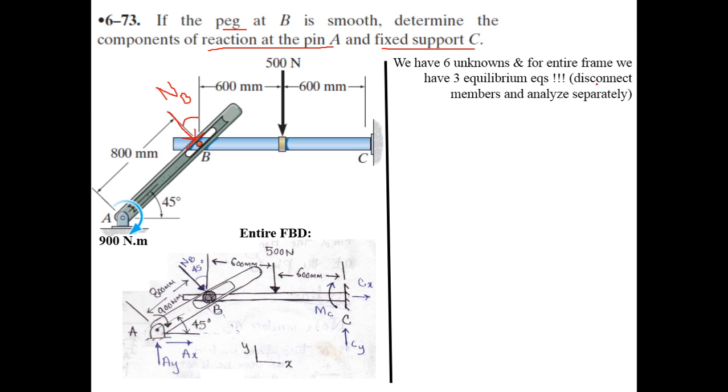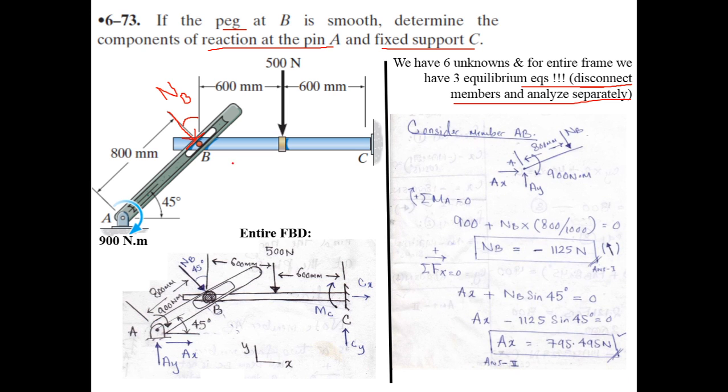and the key lies in disconnecting the members and analyzing them separately. In order to disconnect these two members BC and AB, we have to select the common joint which is connecting these two members, and that common joint is this peg. So we have to remove this peg, draw the free body diagram of member AB separately, and draw the free body diagram of member BC separately.